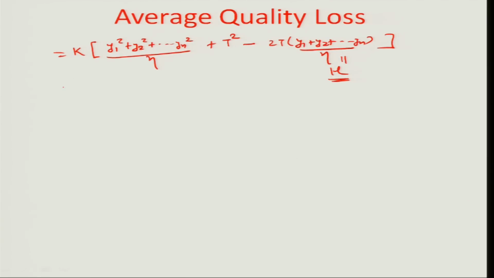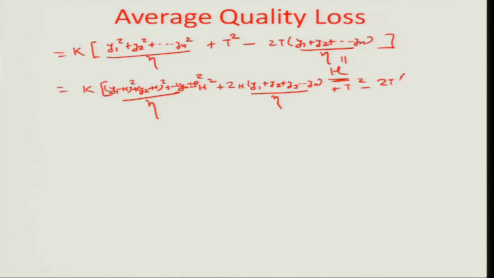So, what I would rather prefer to do here is calculate by adding and subtracting the values minus mu square and plus twice mu times of y1 plus y2 plus y3 plus so on so forth up to yn divided by n here, so that I can write this down as y1 minus mu square plus y2 minus mu square plus yn minus mu square divided by n, okay, plus square of t minus twice t times y1 plus y2 plus y3 plus so on up to yn divided by n. Okay, so that's how I can write the value of the average quality loss AQL as I have been computing from before.